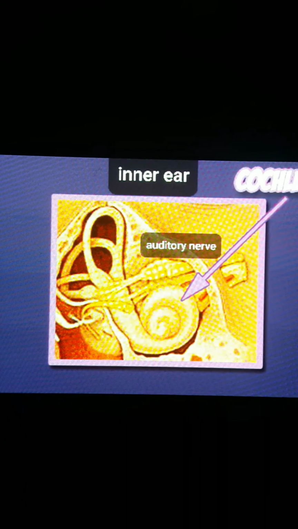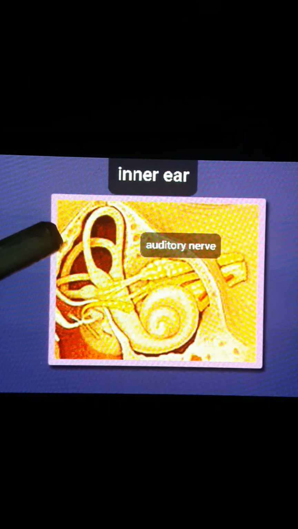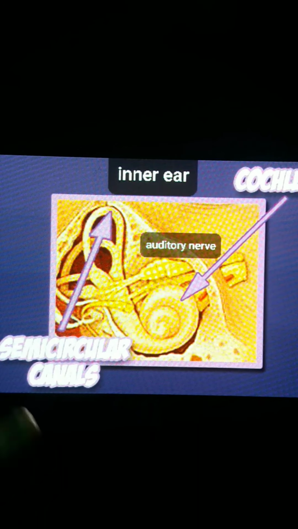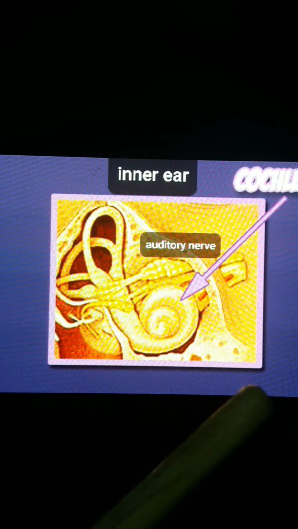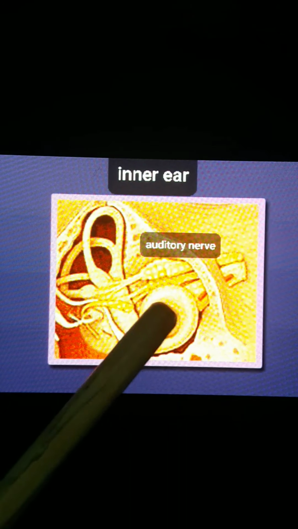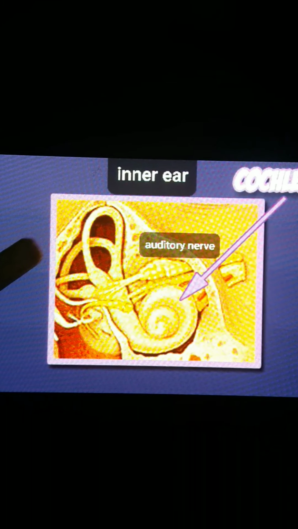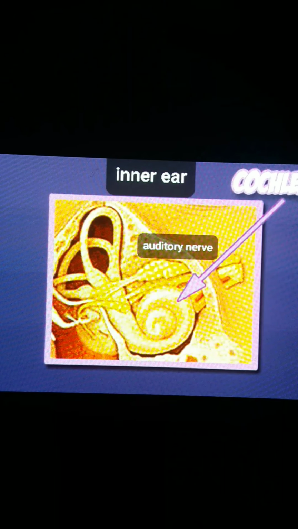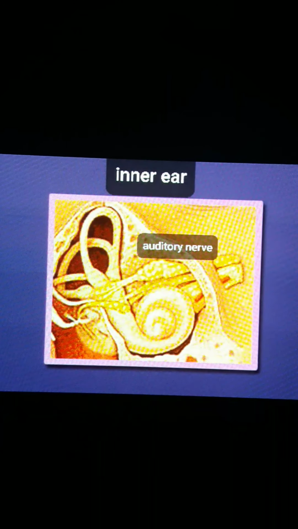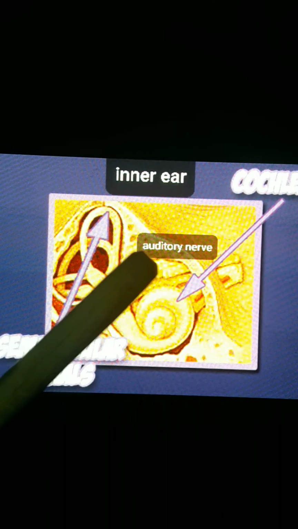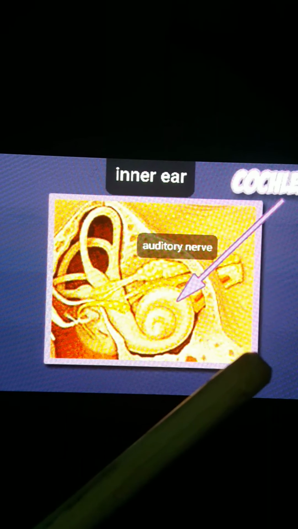Dear students, the last part of the ear is the inner ear. The inner ear is filled with liquid. This part of the ear has a coiled structure called the cochlea, this one. And these are the semicircular canals, which collect the sound waves from the middle part of the ear and send them to the cochlea. Then, as you can see, there is a third part of the inner ear, that is the auditory nerve. Now this connects to the brain.